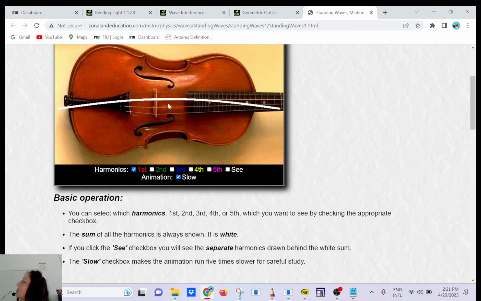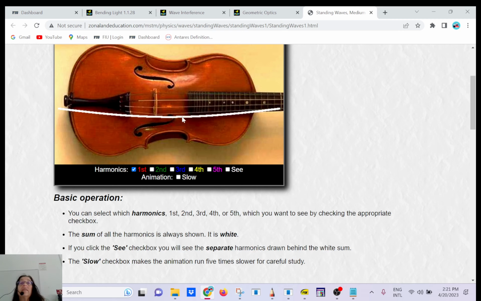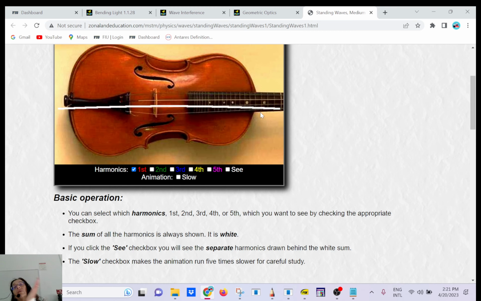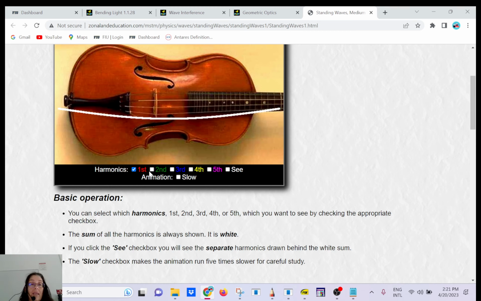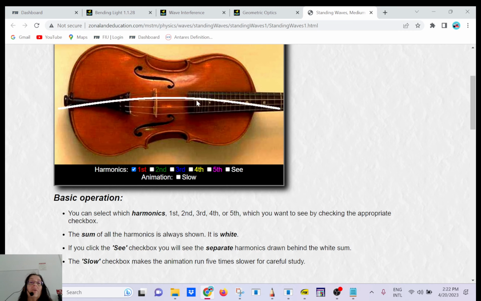That's called the fundamental or the first harmonic, and it's a standing wave. What does it mean, the standing wave? It's an interference between a coming wave and a reflected wave. You never actually hear that with a violin. You will hear that with a tuning fork, for example. That will be very boring if you have that sound.